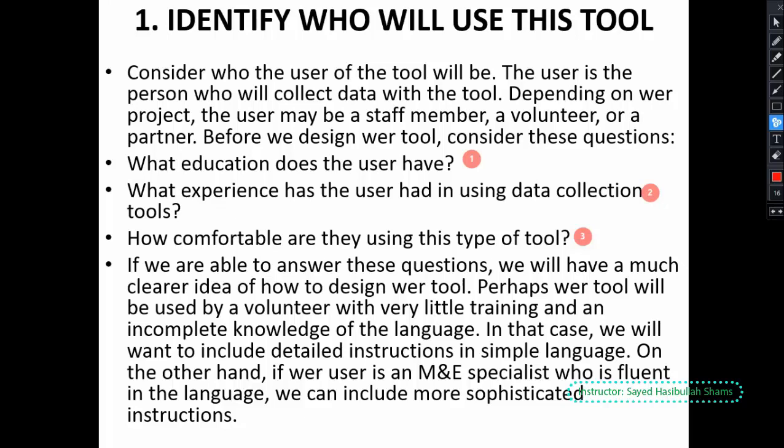So identify who will use this tool. This is very important. Be proud of this to create a tool.